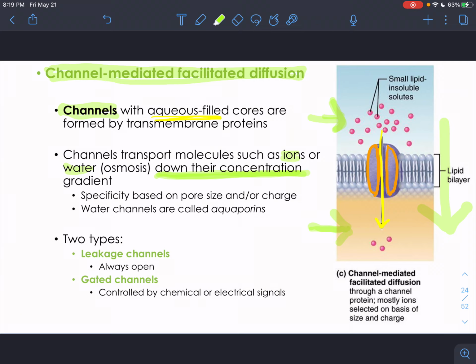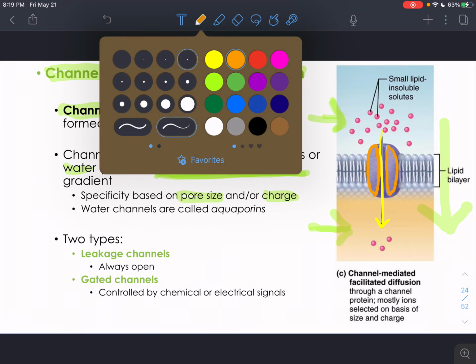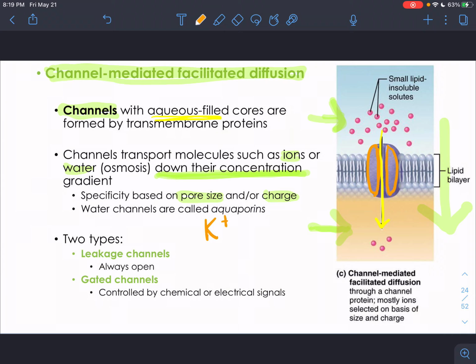These channels are specific for what they allow to go through based on their pore size and the charge. So if we're transporting ions, remember things like potassium with a positive charge is a cation. Chloride has a negative charge, it's an anion. Some channels only allow certain things in or out, depending on the size of the ion, the charge of the ion, or whatever. So it's going to have a specific substance that it's allowing.